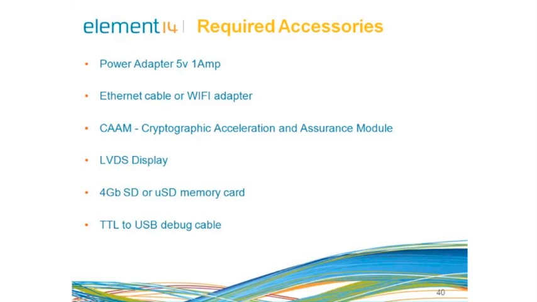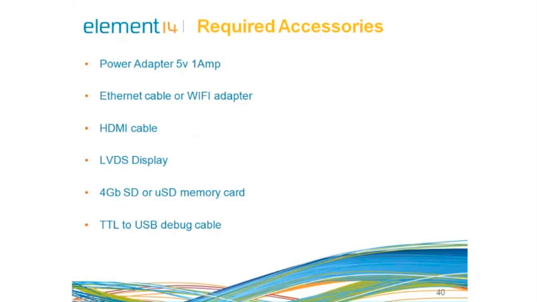Now, what are the accessories required for you to kickstart with the RIoTboard? First of all, you require a power adapter. It must be a 5-volt 1 amp plus power adapter for powering up your board. You would require an Ethernet cable or a Wi-Fi adapter to connect your board to the internet. You will require an HDMI cable if you are going to use the HDMI port for your display function. You will require an LVDS display. Now, this LVDS display is available with Element14. And LVDS is a technology which is quite largely used nowadays for displays.